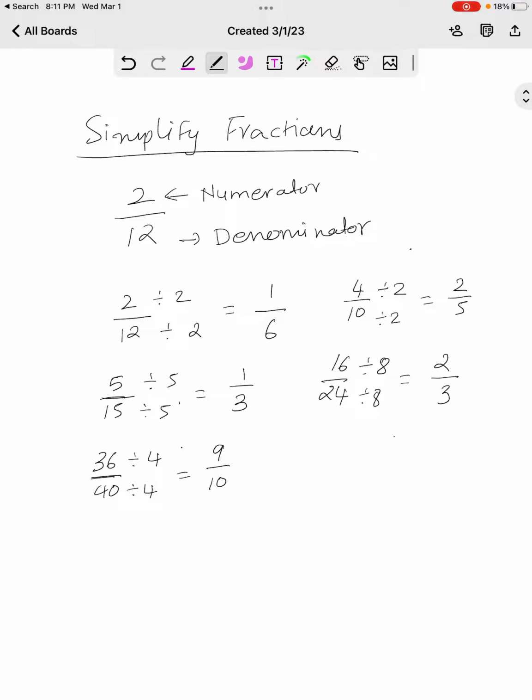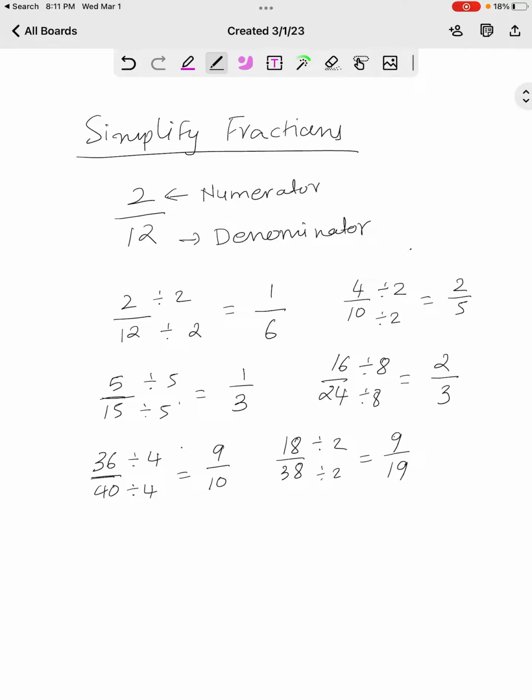Let's do one more. 18 divided by 38. Now again we find the greatest common factor of 18 and 38. Well, it seems 2 is the greatest common factor here, so we divide this by 2, we divide this by 2, and so we get 9 divided by 19.